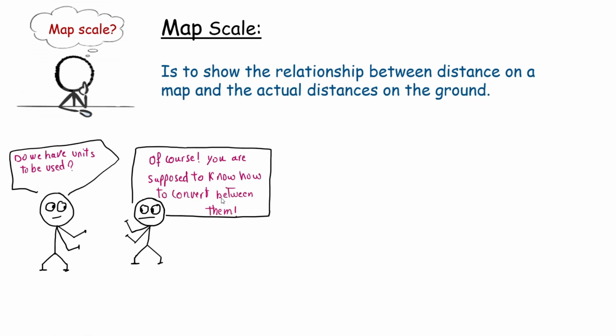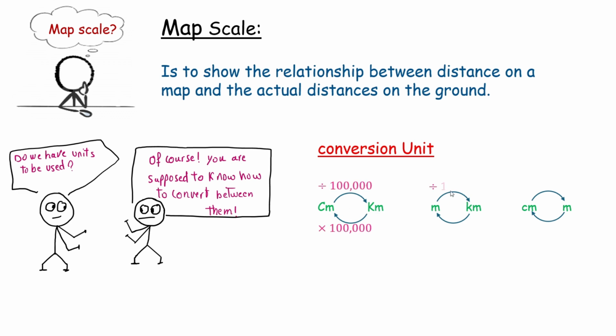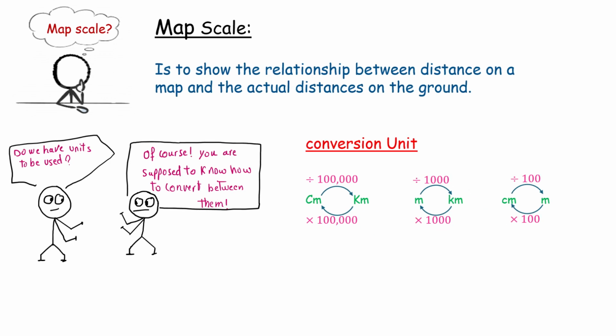So, to convert between them, we are supposed to memorize all of these. From centimeter to kilometer, we divide by 100,000. Backward, we multiply. Meter to kilometer, we divide by 1,000. Backward, we multiply. From centimeter to meter, we divide by 100. Backward, we multiply. I will give you a simple technique to memorize all of these. From small to large units, we divide.